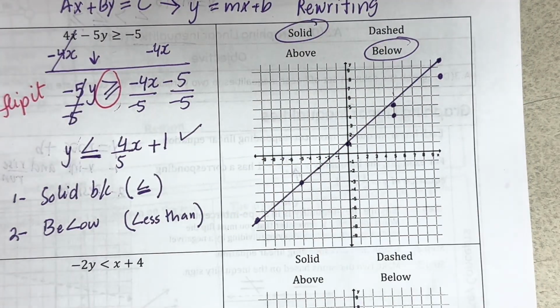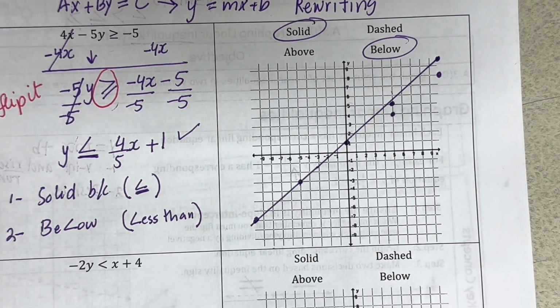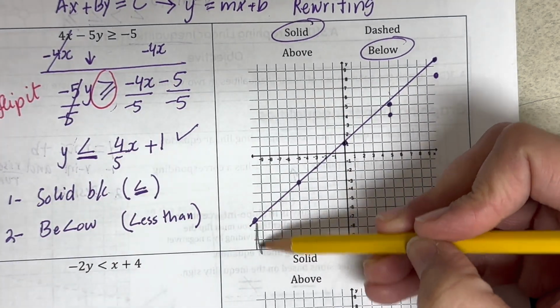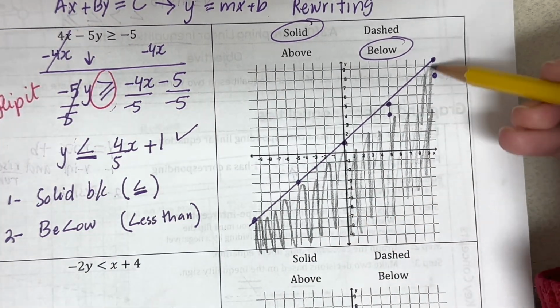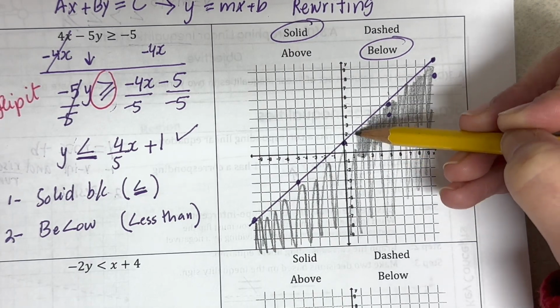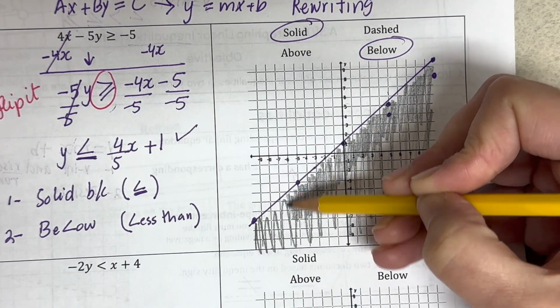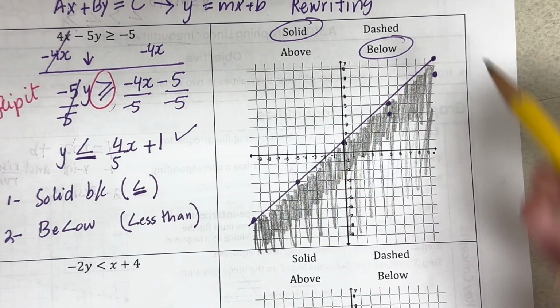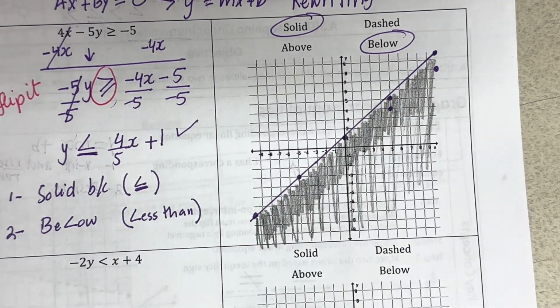Okay, now solid line because I needed a solid line and the shading is going to be below that. So shading below, use pencil for shading, please. This whole area is part of your answer. That is included or part of your answer. Okay, it doesn't have to look perfect. You get the idea. It's this region.